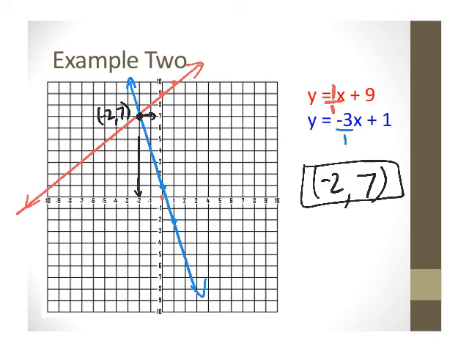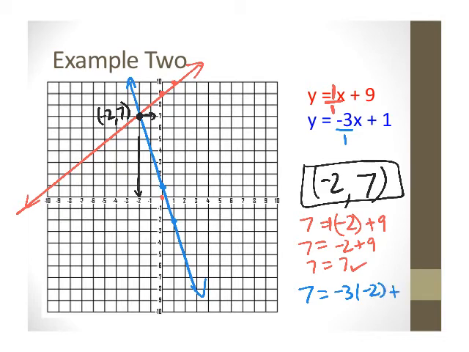Okay, if I plug it in to my equation, I have 7 equals -2 times 1 plus 9. -2 times 1 is just -2, plus 9 gives me 7. Okay, if I do it for blue, I have 7 equals -3 times -2 plus 1. Sorry, -3 times -2 is 6, plus 1 is equal to 7. So, yes, it works, okay?